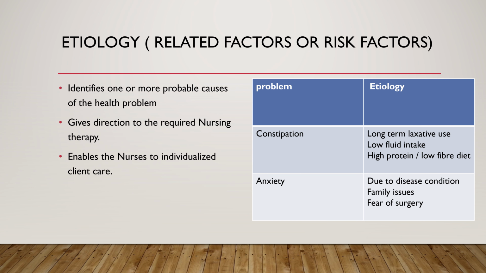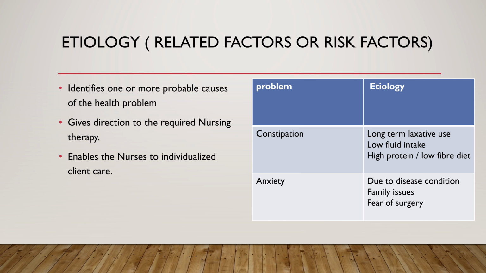The second part of the nursing diagnosis statement comprises etiology. Etiology, as everybody knows, is the cause of the problem, or you can say the related factors or risk factors associated with the first part, which is the problem. Etiology identifies one or more probable causes of the health problem. It gives direction to the required nursing therapy and enables nurses to individualize client care.